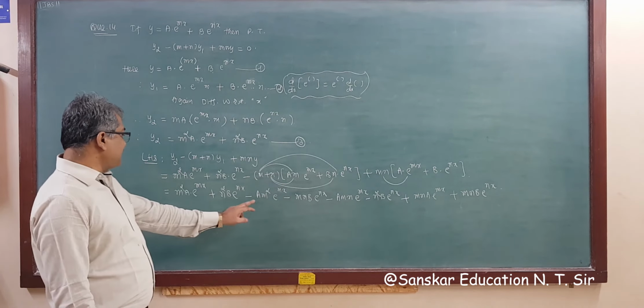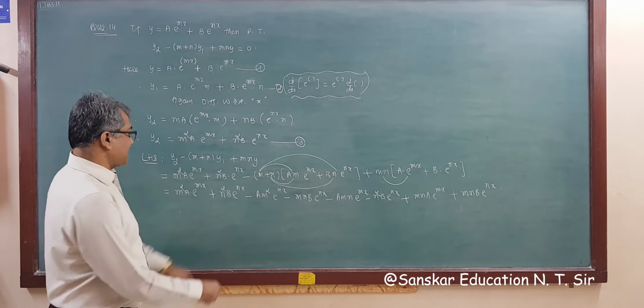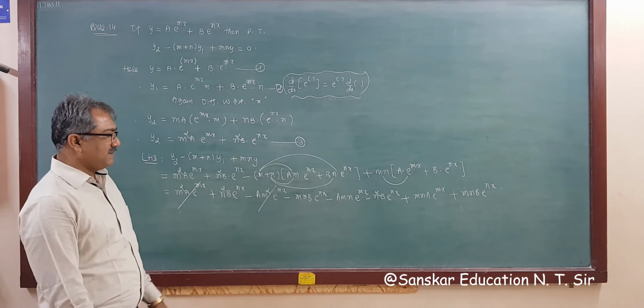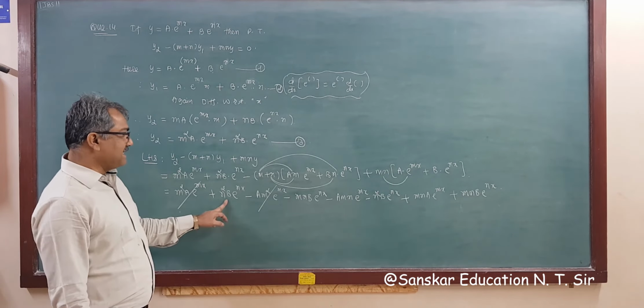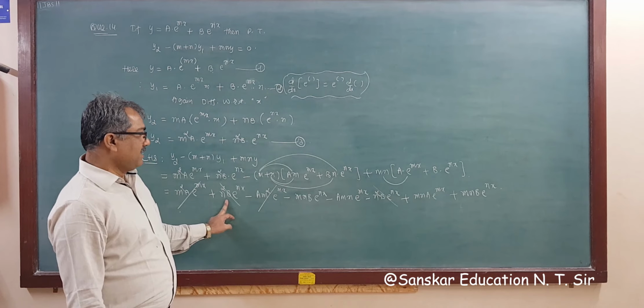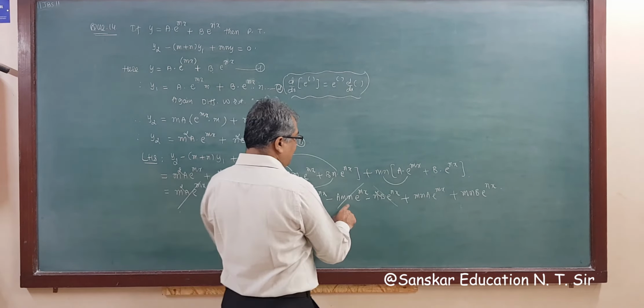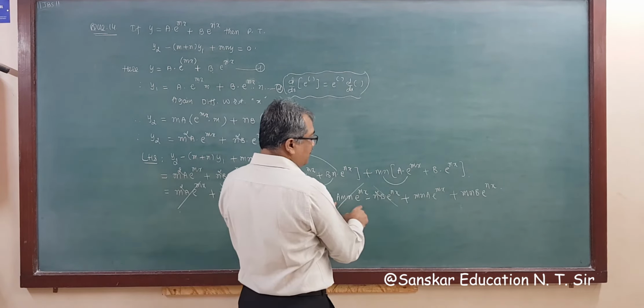Now this is a m square e^(mx), so a m square e^(mx) and a m square e^(mx) will cancel. This is n square b e^(nx), and n square b e^(nx) will cancel. This is mn a e^(mx) and this is mn a e^(mx), this will cancel and this will cancel. So what you get? You will get 0. So all terms cancel, so the answer is 0. That is your right hand side, and hence this is true.